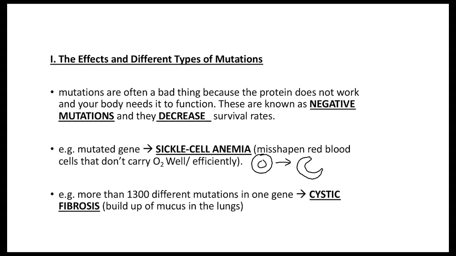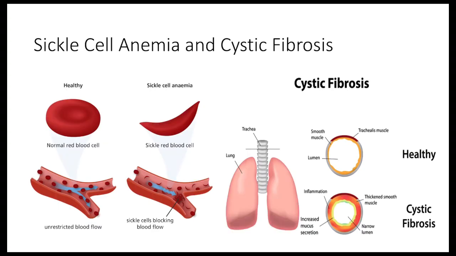Another example is cystic fibrosis. More than 1,300 different mutations in one gene cause cystic fibrosis, which is basically a disease that involves a buildup of mucus as well as some other tissue differences in the lungs. Essentially you feel like you're drowning, and there's a whole bunch of mutations that can possibly lead to cystic fibrosis. Let's talk about these two in a little bit more detail.